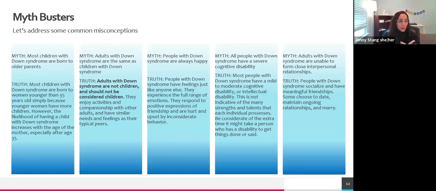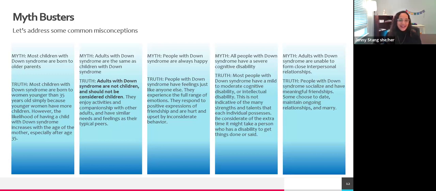Some of these I was aware of, some of them I wasn't, and I was actually surprised at how cruel some of these were. So I'll just get into them and you'll see what I'm talking about. So the first myth is most children with Down syndrome are born to older parents. We kind of touched on this already, but the truth is most children with Down syndrome are born to women younger than 35 years old simply because younger women have more children. However, the likelihood of having a child with Down syndrome increases with the age of the mother, especially after age 35.